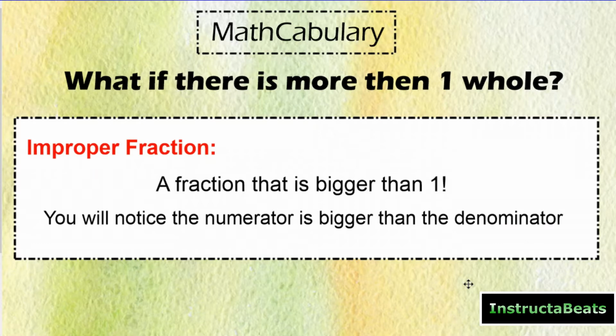An improper fraction is a fraction that is bigger than 1. Okay, and when you look at it, you'll notice the numerator is bigger than the denominator, and that's what a lot of people focus on when they teach improper fractions. But really, an improper fraction is a fraction that is bigger than 1. Let's take a look at what I mean by this.